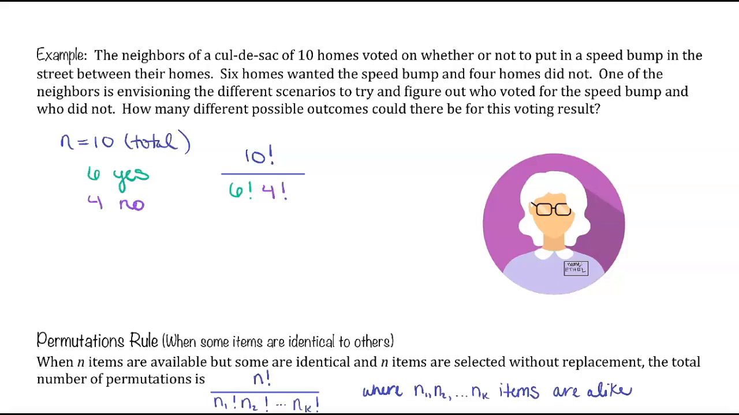You can put this into your calculator right now, or you can do a little bit of simplifying first. 10 factorial is 10 times 9 times 8 times 7 all the way down to 1. 6 factorial is 6 times 5 times 4 times 3 times 2 times 1, and 4 factorial is 4 times 3 times 2 times 1.